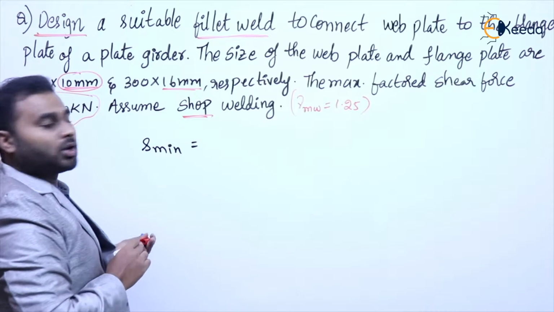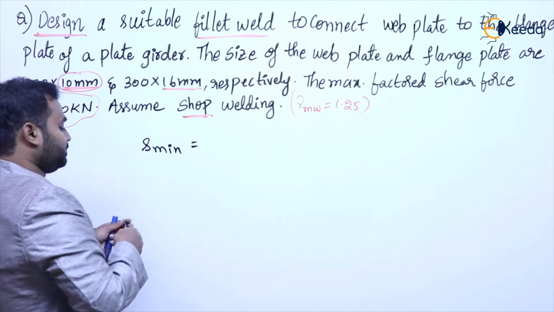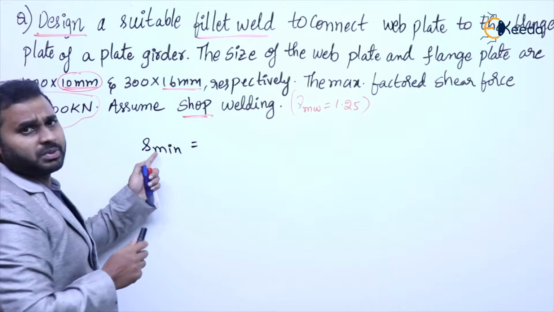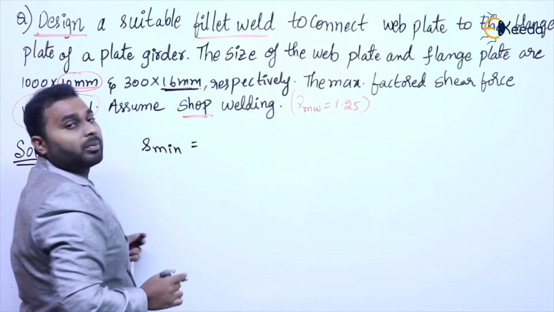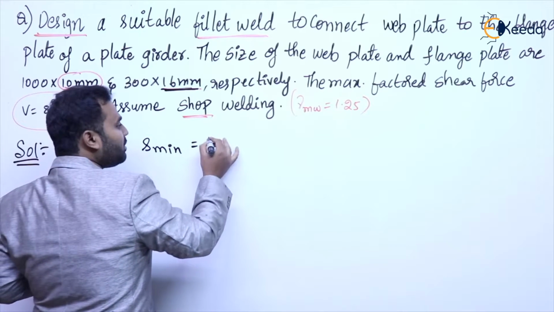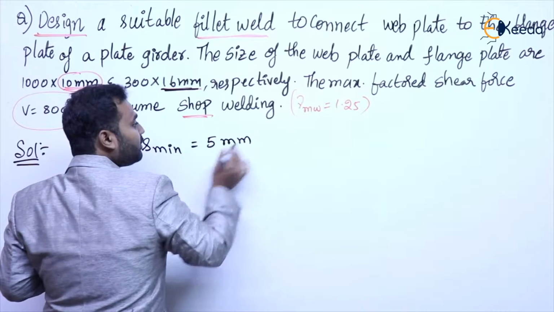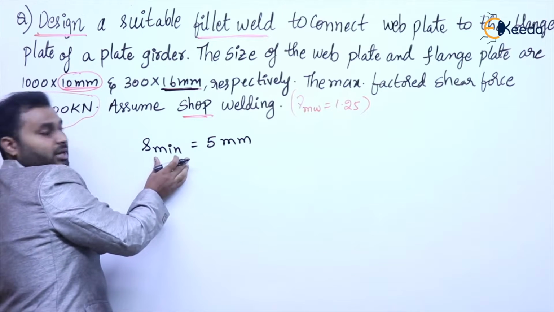So S minimum, the minimum size of the fillet weld, depends upon this 16 mm. Therefore, S minimum is 5 mm. Already we have discussed all these provisions, that is the reason I am directly writing it here.